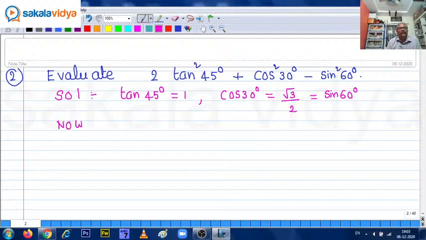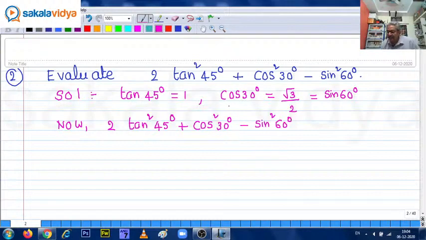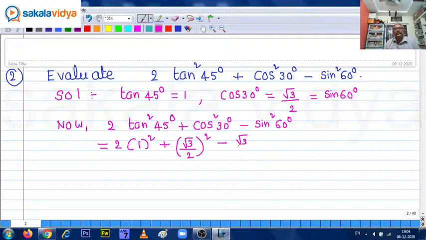Now 2 tan square 45 degrees plus cos square 30 degrees minus sin square 60 degrees. Just substitute and simplify, then you will get the answer. So 2 times tan square 45, tan 45 is 1 square, 2 into 1 square, plus cos 30 is root 3 by 2, so root 3 upon 2 whole square, minus root 3 by 2 whole square.